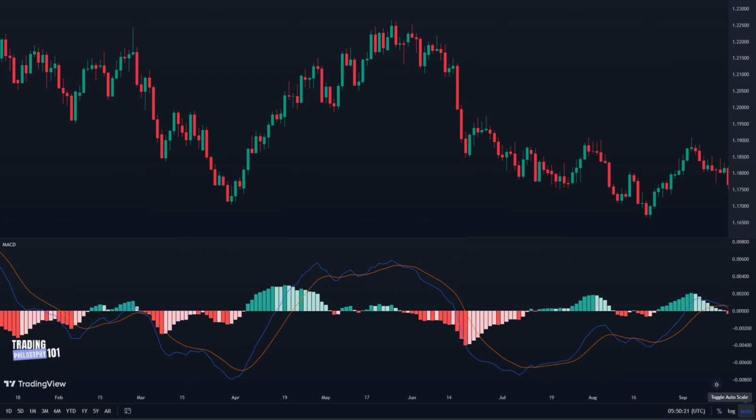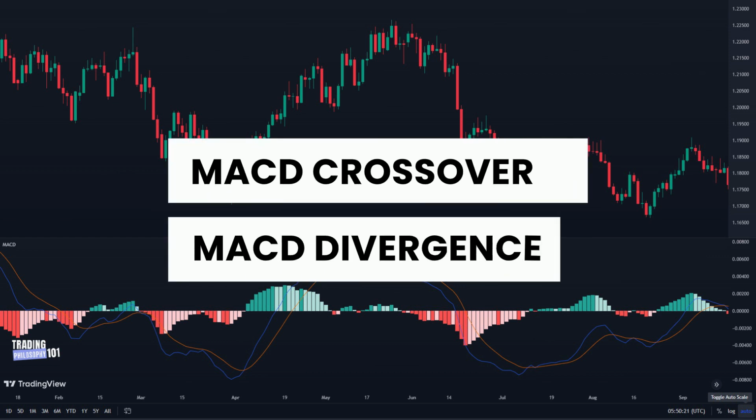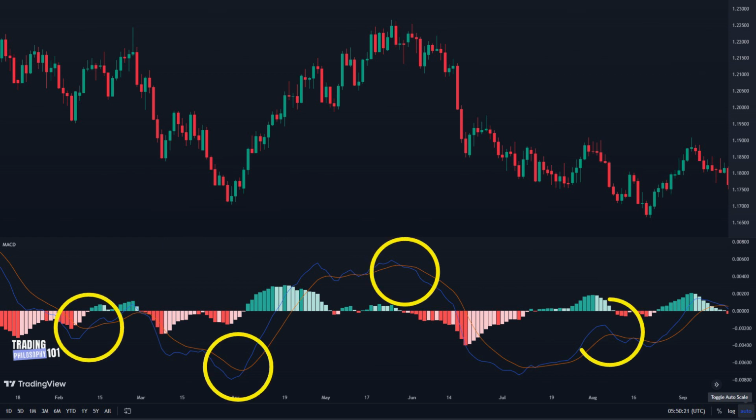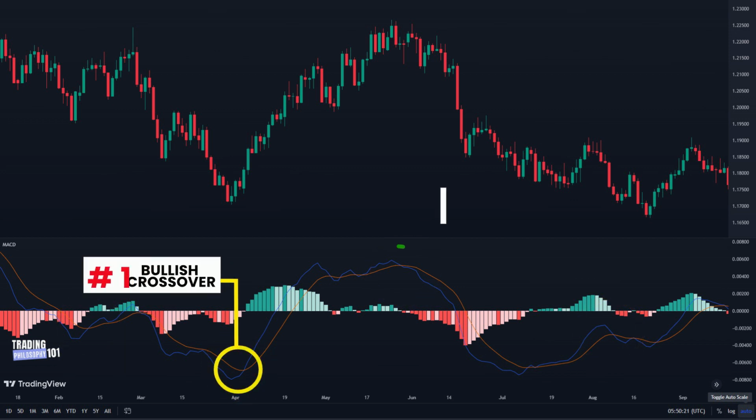There are various trading techniques for using the MACD indicator. In this video, I'll share my MACD crossover and divergence trading techniques. The MACD crossover technique is one of the simplest and most effective methods to find reliable entry and exit levels. There are two types of crossovers, bullish crossover and bearish crossover. A bullish crossover occurs when the MACD line crosses above the signal line. It generates a buy signal.